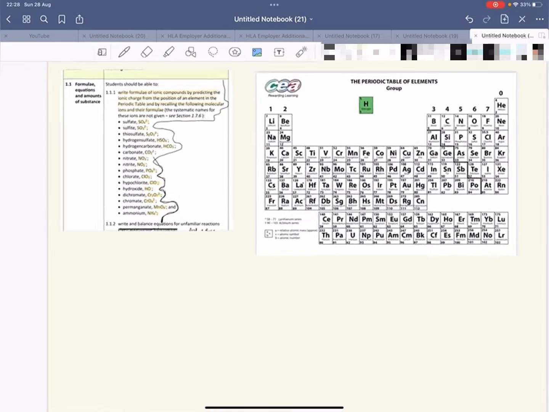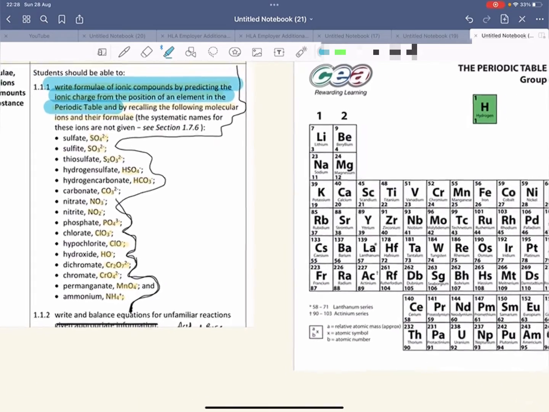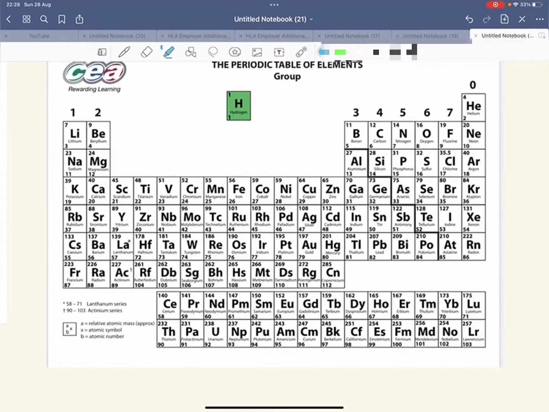When we're looking at the specification, it says: write formulae of ionic compounds by predicting the ionic charge from the position of an element in the periodic table. So first let's just go over that section. If we're just looking at this part, looking at the ionic charge.